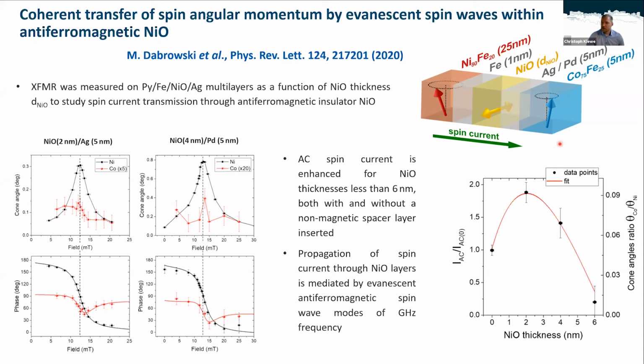source layer and can be detected in the spin sink layer, and thereby is able to propagate through the antiferromagnetic insulator. And specifically, we found from the thickness dependence that the spin current transmission is enhanced through the antiferromagnetic insulator for a thickness of the antiferromagnetic insulator of around 2 nanometers. And this again was a really quite interesting result.